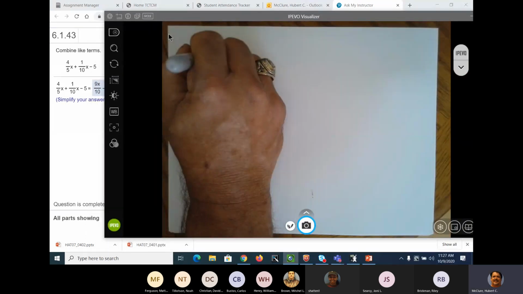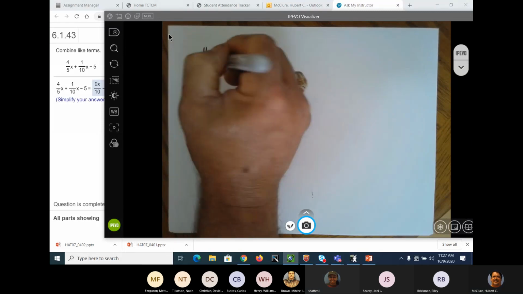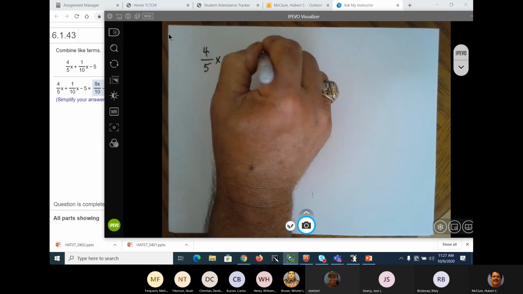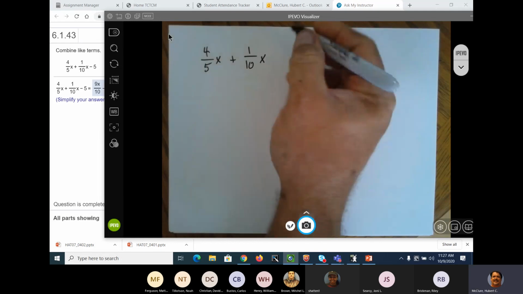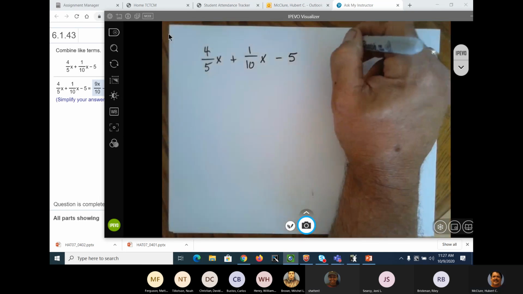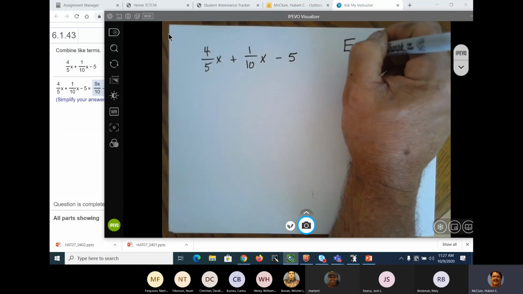4/5 x plus 1/10 x minus 5. Now, this problem you cannot solve. Why? Because it doesn't have an equal sign. This is not an equation. This is what we call an expression.